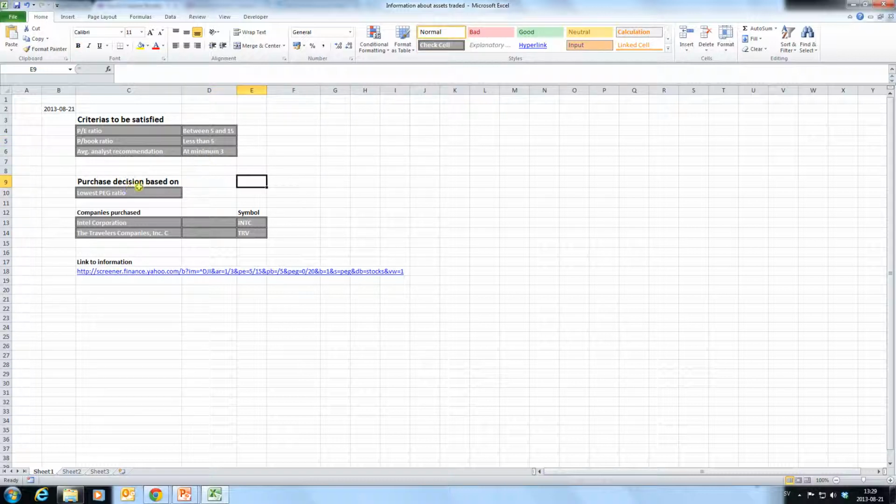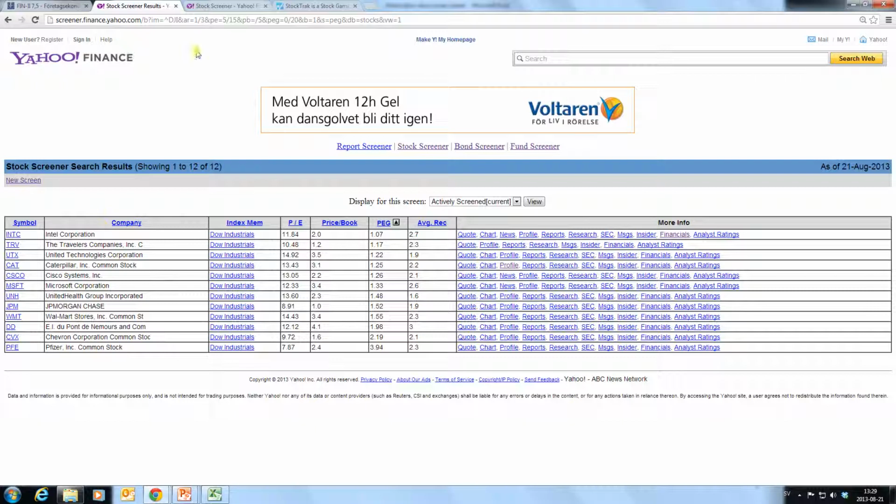But that was not what I based my decision on. I based my purchase decision on the lowest PEG ratio, and I decided to buy 2 companies. So the companies purchased were Intel Corporation and the Travelers Companies. And here are the symbols as well. Now, if I would like to go back and look at how the information looked, I took the link from here. I just took this page and copied it.